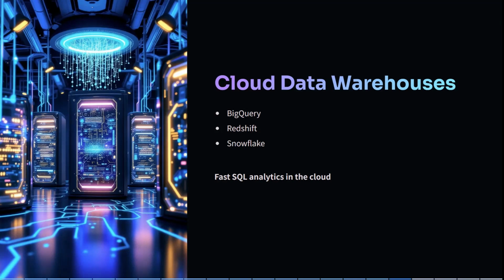Next came cloud data warehouses, which made analytics much faster and easier. BigQuery arrived in 2011, Redshift in 2012, and Snowflake in 2014. These systems separated storage and compute, scaled automatically, and allowed companies to run fast SQL queries on huge datasets. Because they were fully managed and cloud-based, companies no longer had to worry about infrastructure. They could focus on analyzing data.